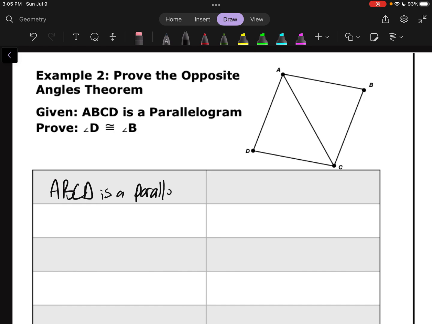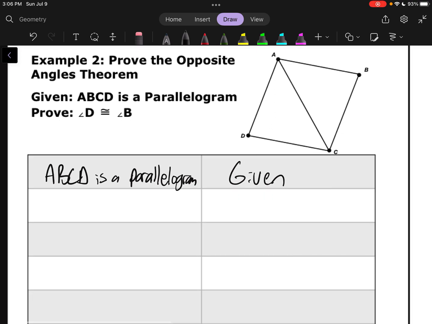And we're going to try to start from there and prove why angle D and angle B have to be the same. So we start with our given, of course. And how are we going to do this?